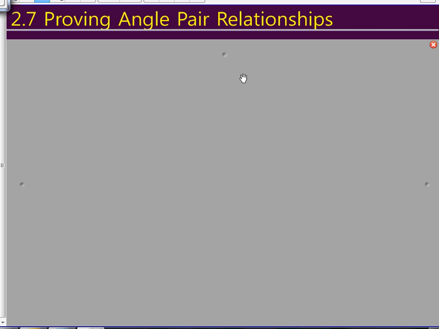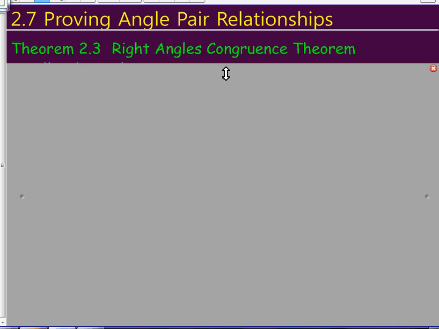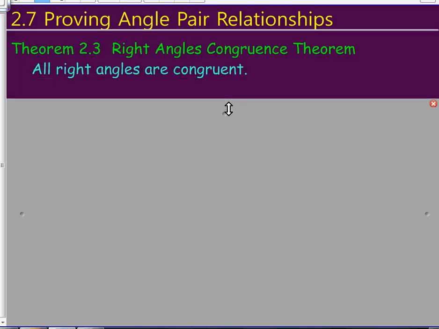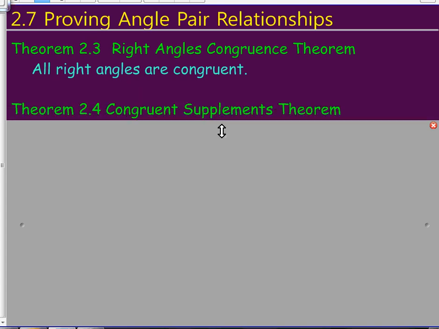All right, now we have a few more theorems to cover. So our next one is Theorem 2.3, and it's the right angles congruence theorem. So this is just stating that all right angles are congruent. They're all going to be 90 degrees, and we knew that already.